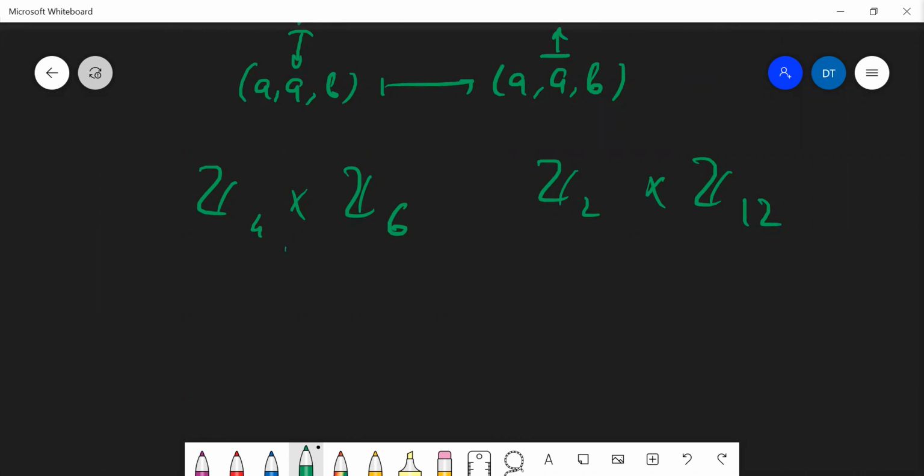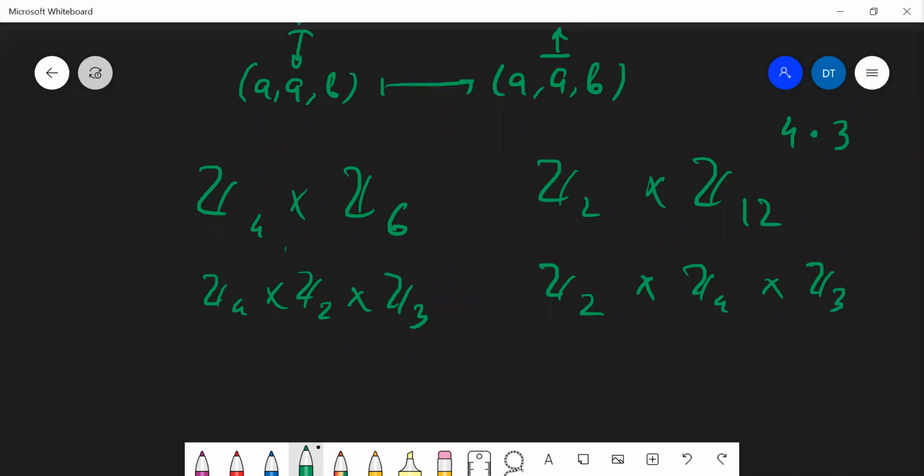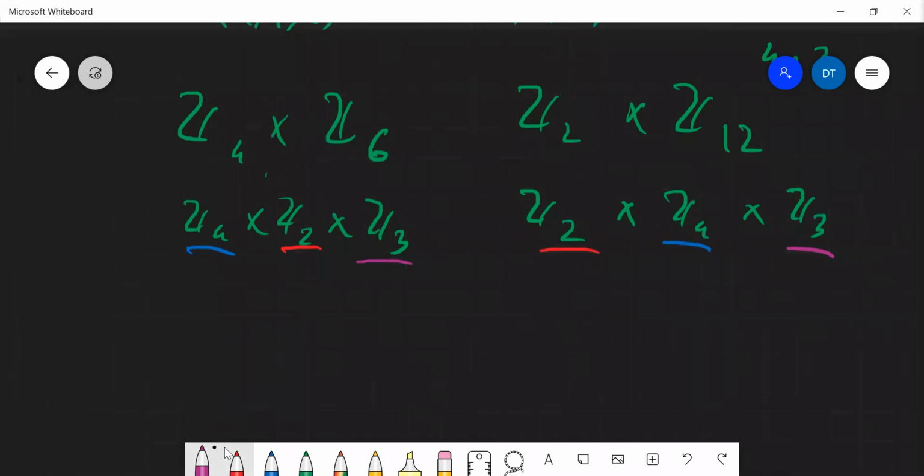So here it's Z4 times Z2 times Z3, and here is Z2 times, and 12 is 4 times 3, so it's Z4. Oh my God, I did it wrong. It's also isomorphic. I wanted to produce an example which gives you a different thing, but yeah, here it's also isomorphic because you see we have exactly the same thing here and here. Let's do it one more time.